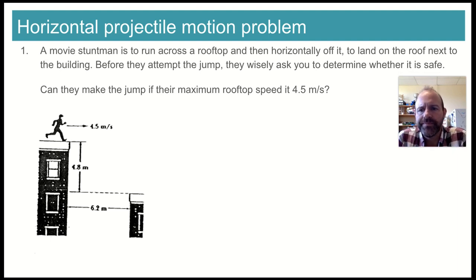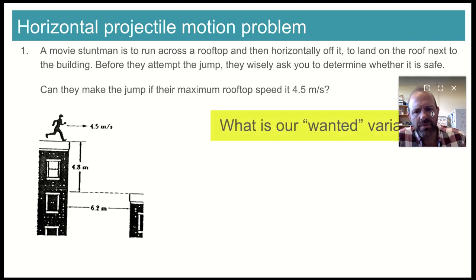Here's an example problem of horizontal projectile motion. Ms. Kiltz also solved this with pen and paper, so if you prefer that method, go for it. But the movie stuntman is going to run from one rooftop to the other, at least attempt, and we want to know if that is safe. We have some given information here.